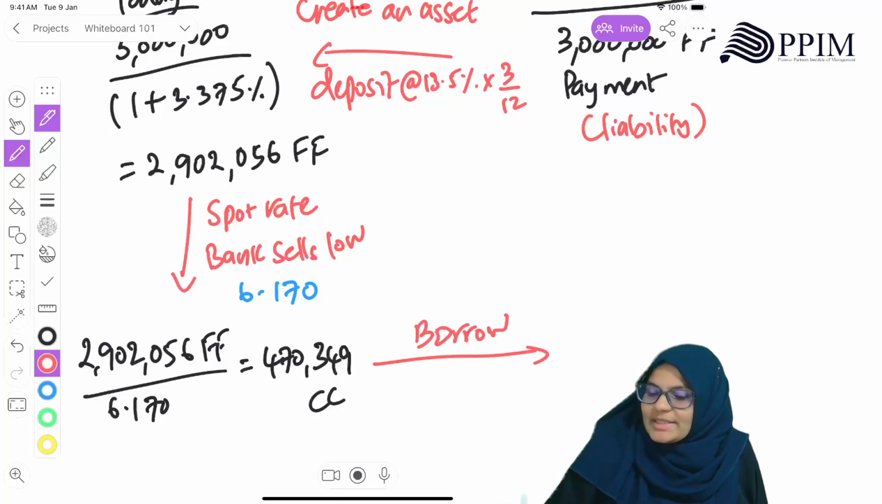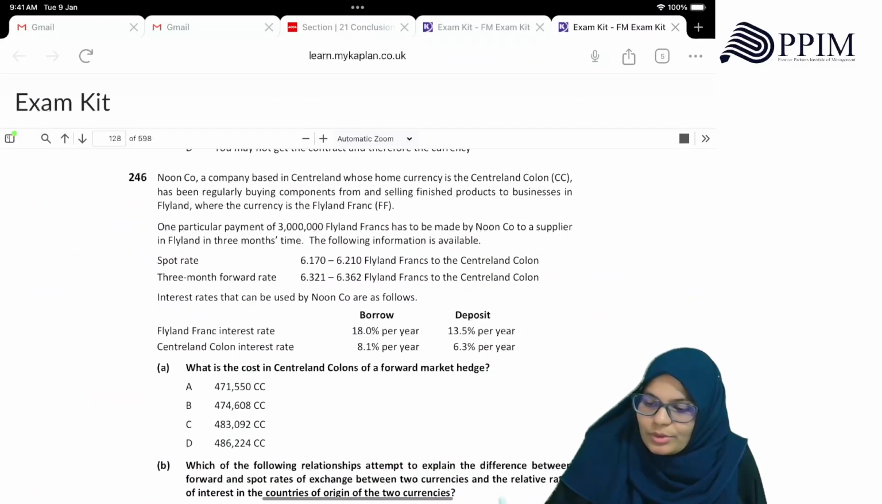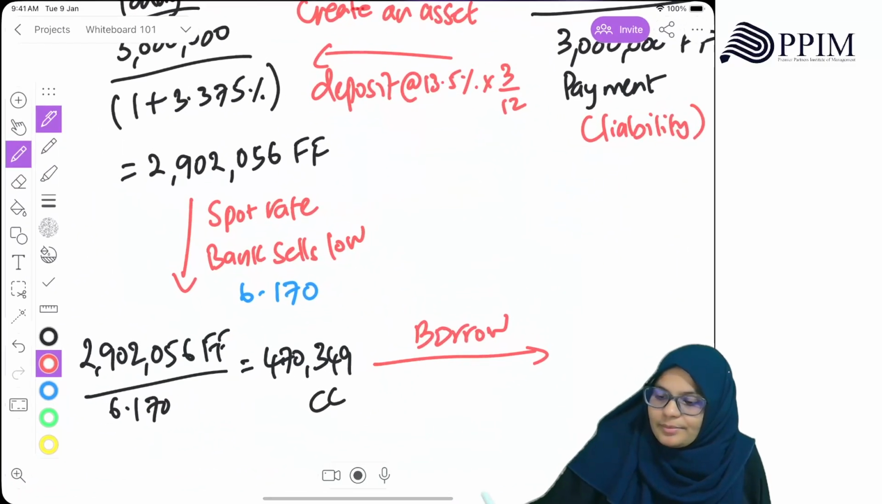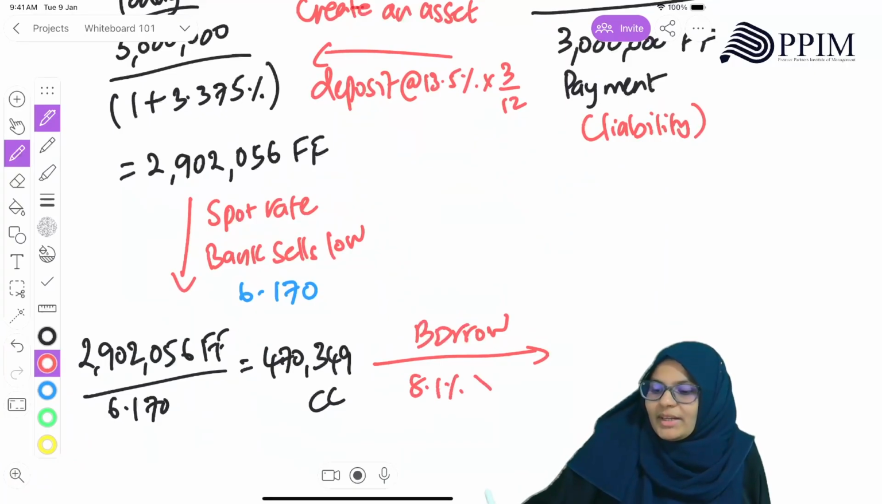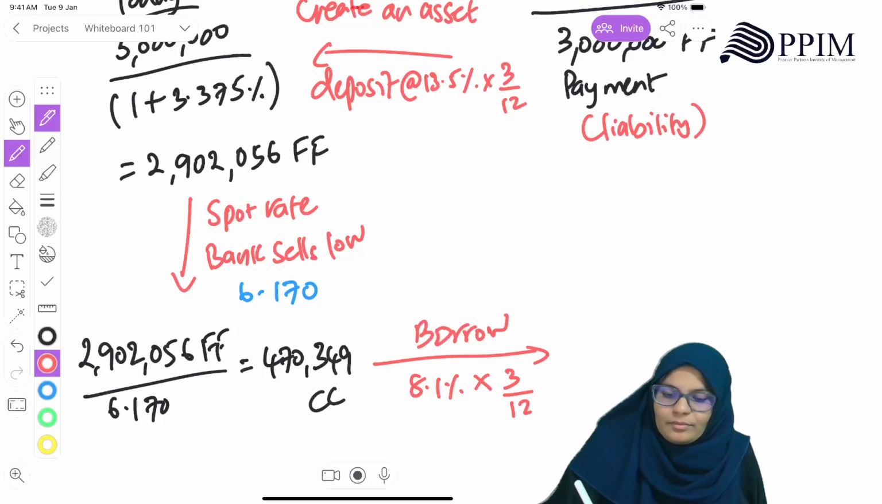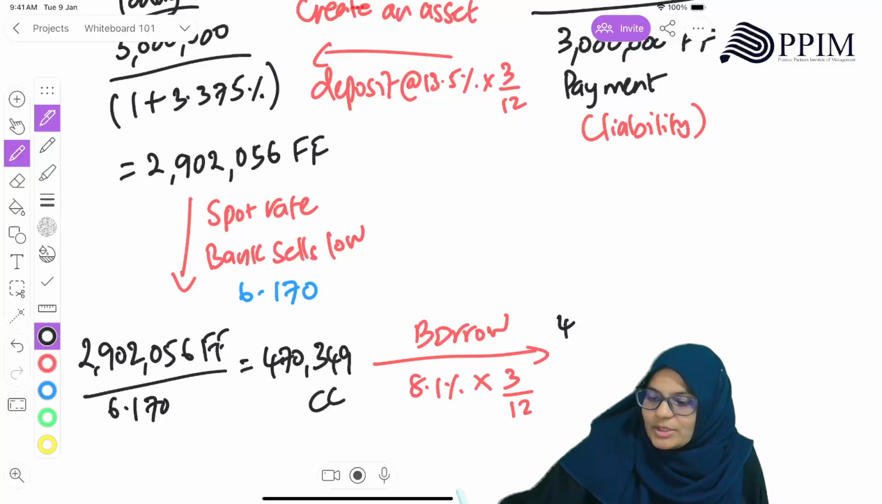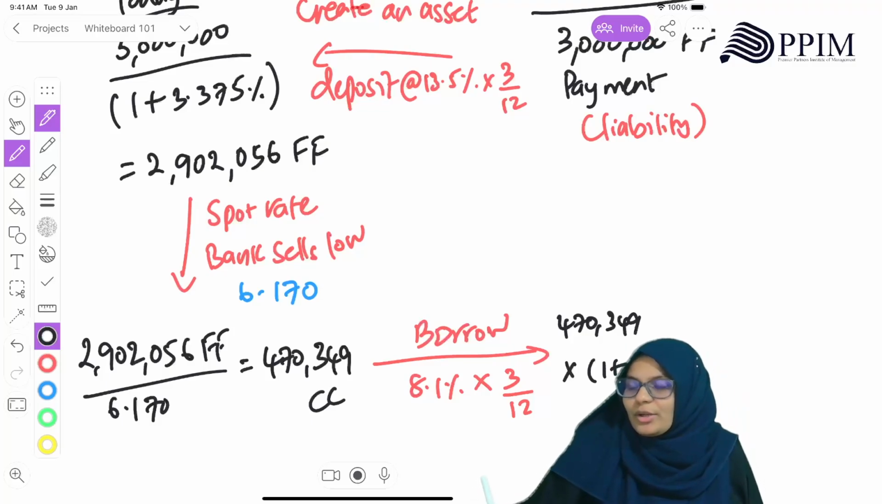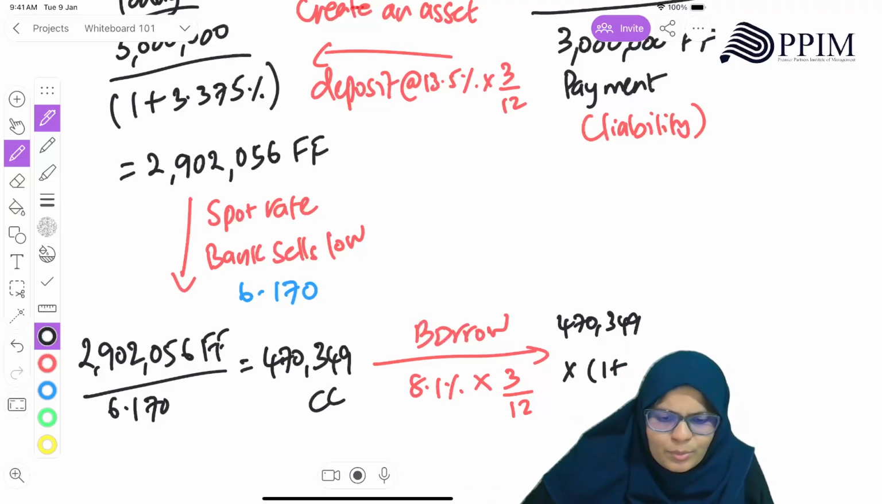So go to the question again. See the borrowing rate for centel and colons. So if you look there, borrowing rate for centel and colon is 8.1%, right? So that will be the rate. But again, this is annual rate, so take for 3 months, 3 over 12. Right, so finally, how much will I have to borrow? 470,349 into 1 plus 8.1 into 3 over 12 will give me 2.025.